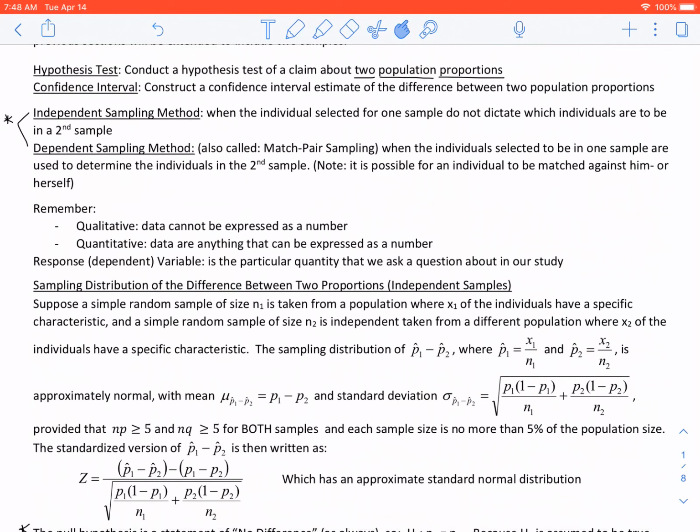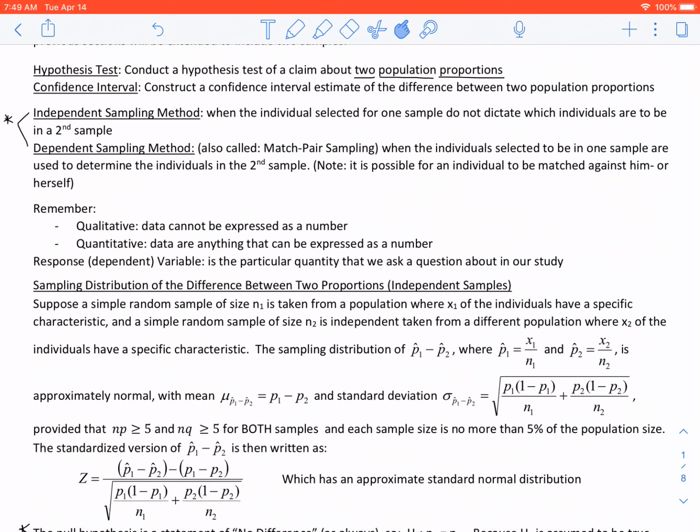Sampling distribution for the difference between two population proportions, independent samples. Suppose a simple random sample of size n1 is taken from a population where x1 of the individuals have a specific characteristic, and a simple random sample of size n2 is independently taken from a different population where x2 of the individuals have a specific characteristic.